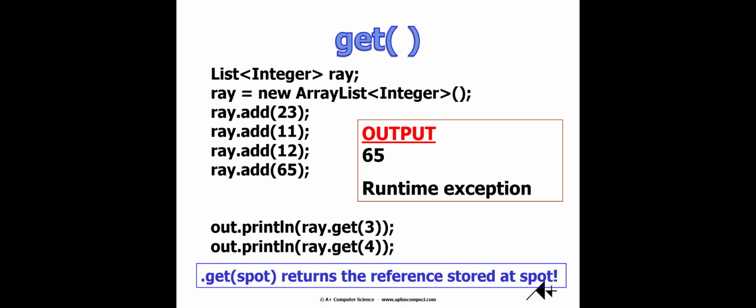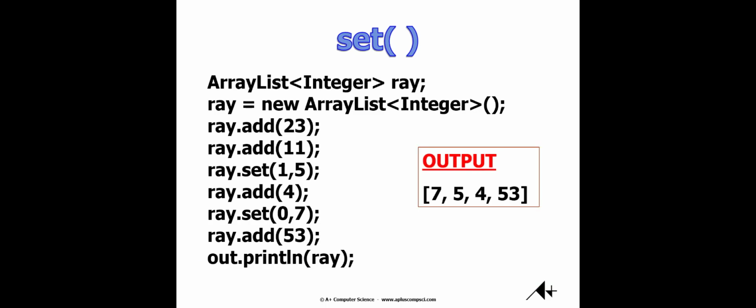And here's the get method example again. This time I'm attempting to get an item beyond the end of the ArrayList. So I have values at spots 0, 1, 2, and 3. I do not have a value at spot or position 4. So when I attempt to access that position, I get a runtime exception. Not what you're looking for. It's occasionally going to happen though.